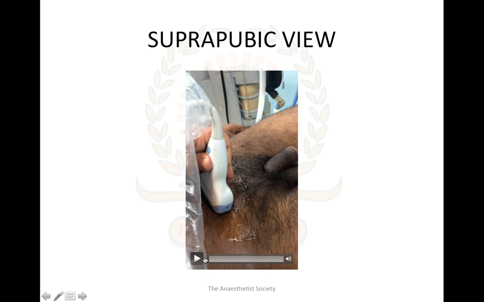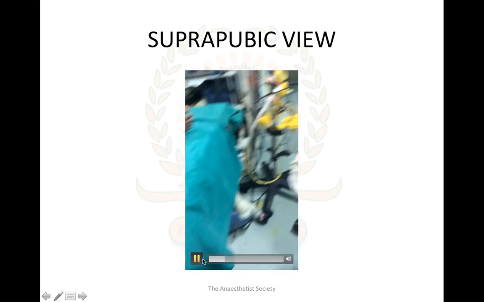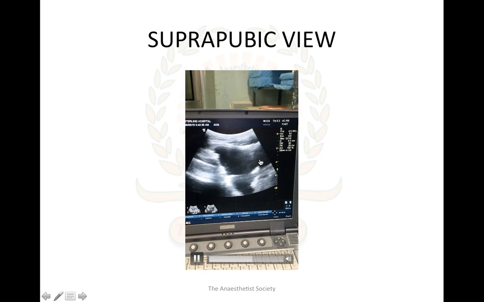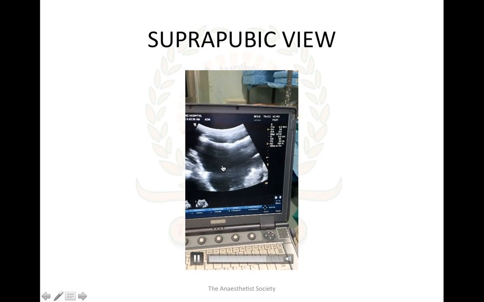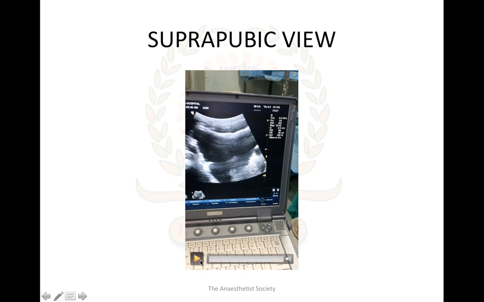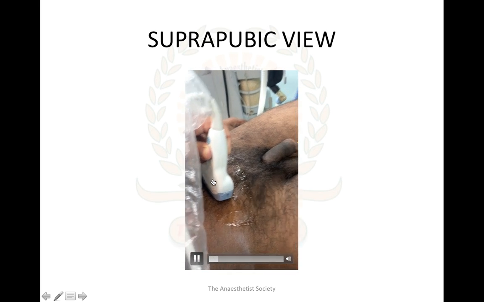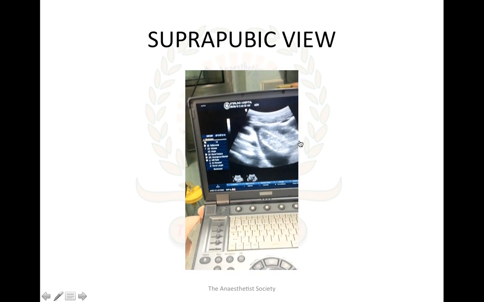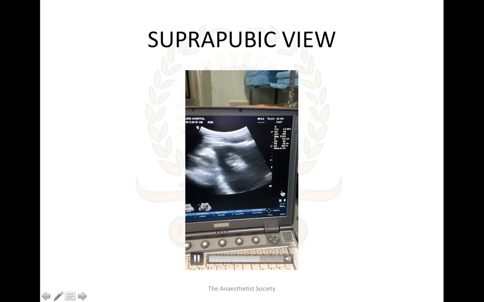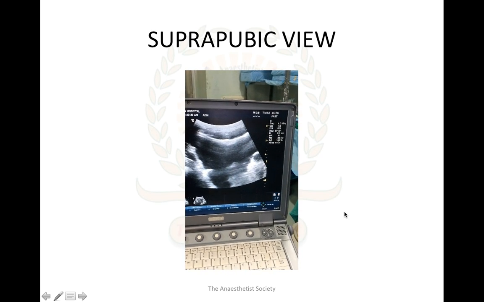And then we went for the suprapubic view. As the patient has head injury, he was given some head up position, and we found lots of blood inside the pelvis. This is whole blood, and the intestine is floating inside the blood-filled pelvis. So this is a lot of blood in the peritoneum.